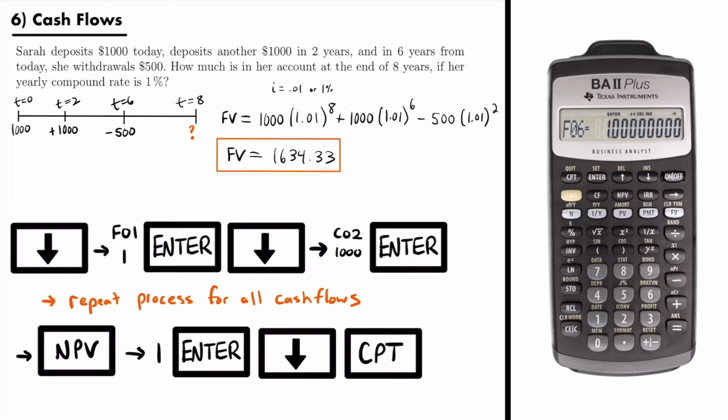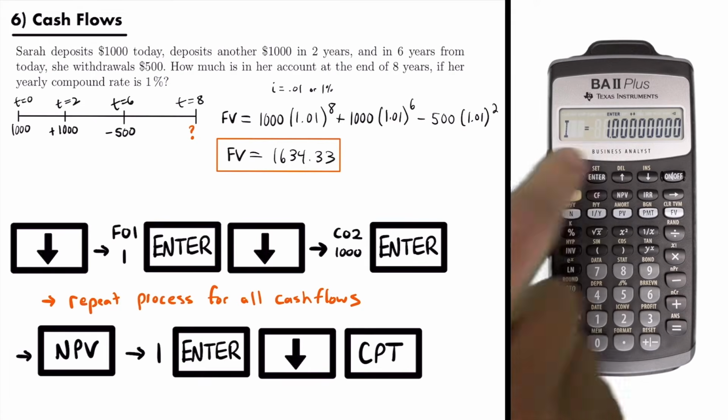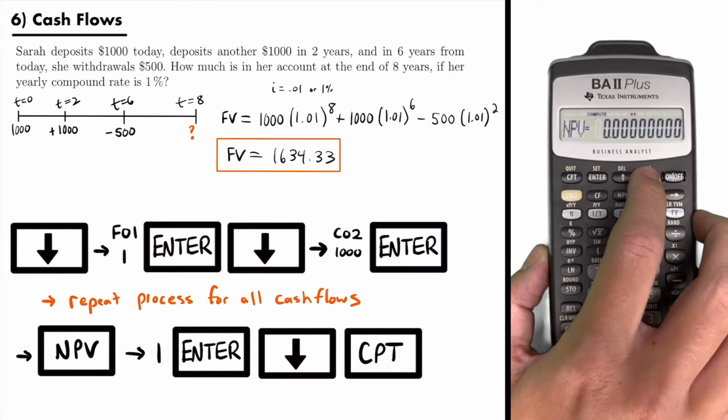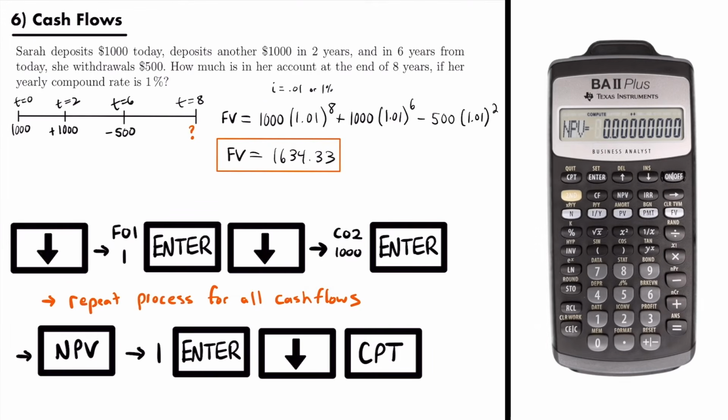Although we want to calculate the future value in our example, we first have to calculate the present value in our calculator. So I'm going to hit this NPV button, and now it says I equals. It's asking us for an interest rate, and our interest rate in this case is 1%. So I'm just going to put in 1 and then hit enter. And now we have our interest rate. Then you can hit this down arrow, and it will take you to NPV, the net present value. If you hit the compute button, it will compute that present value.